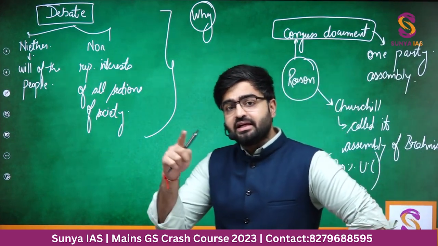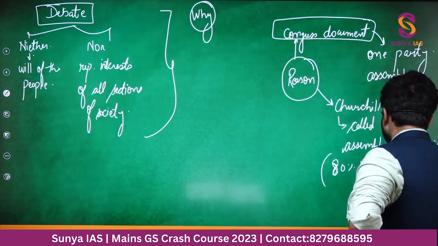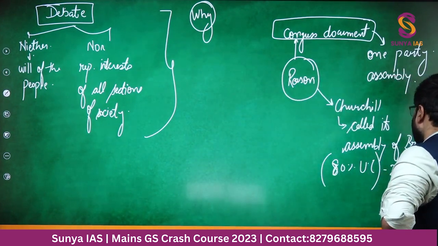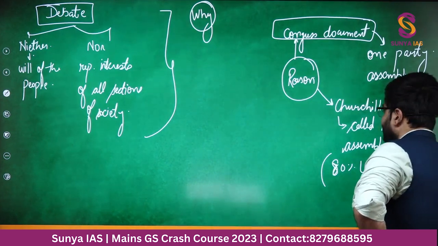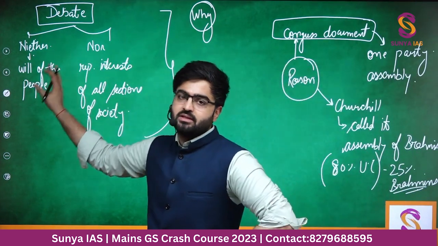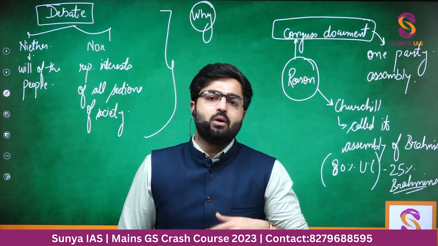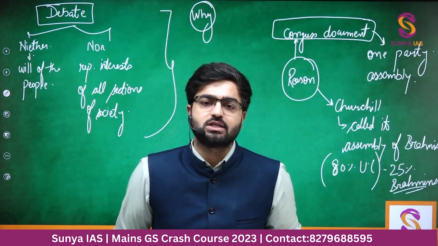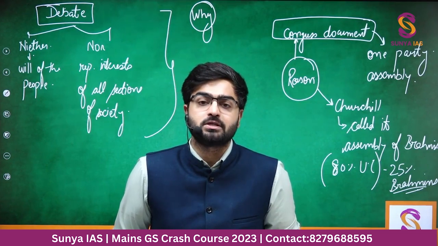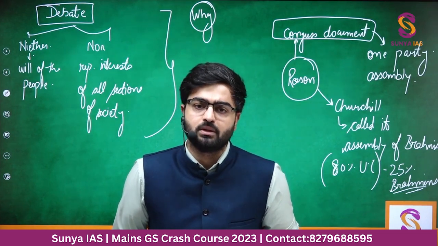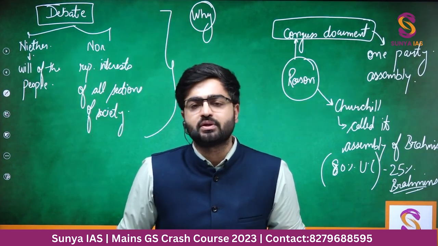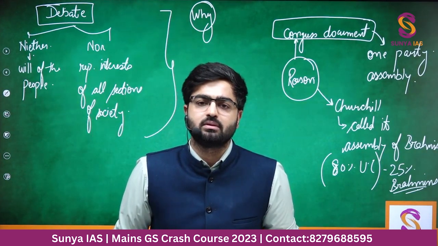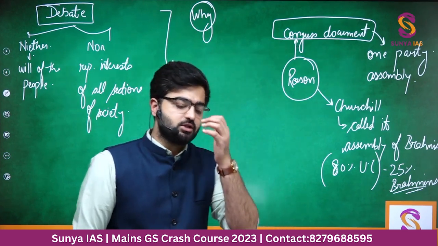And out of these 80% also, 25% were Brahmins. And hence this school which believes in this ideology says that how can you expect a Constituent Assembly which had 80% upper caste people to represent, or to have inculcated, the provisions with respect to the lower caste people. Right, so this is another aspect.